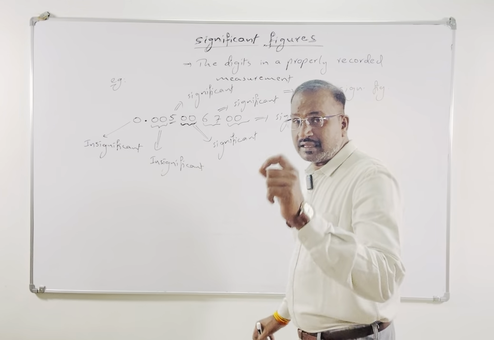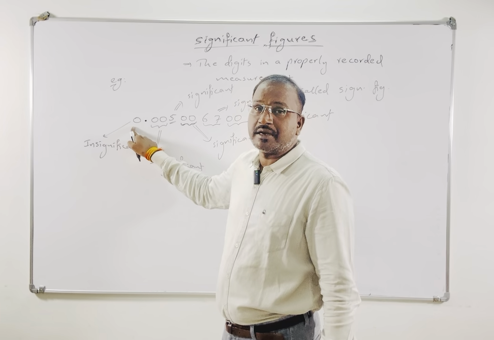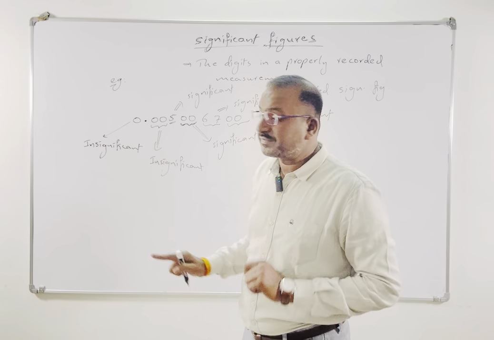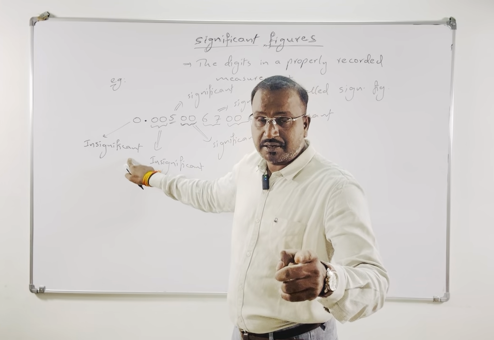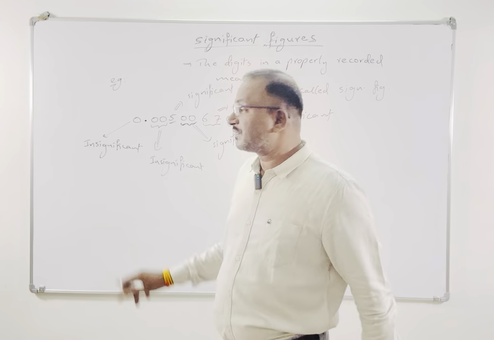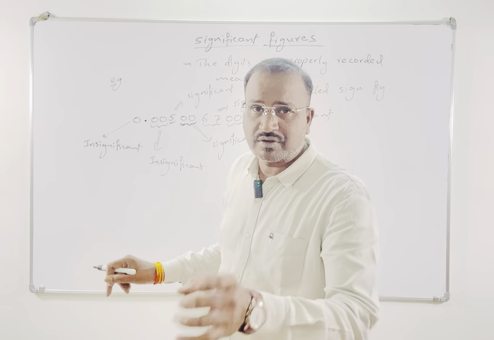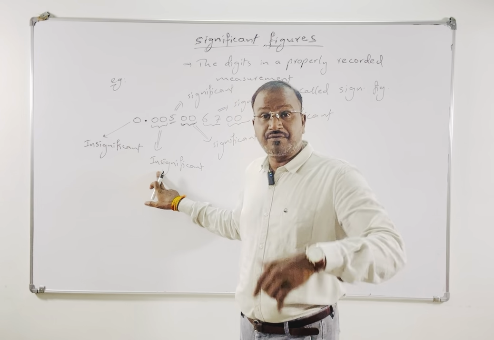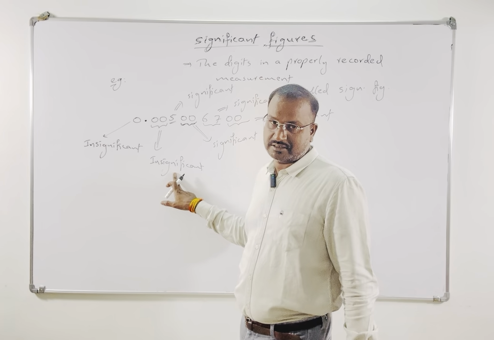Once again, I am saying, before the decimal point, if non-zeros like 1, 2, 3, 4, 5, 6, 7 up to 9 are present, they are significant. If zeros are there, insignificant. Before the decimal point, if non-zeros are there, significant; if zeros are there, insignificant. After the decimal point, if non-zeros are there, means 1, 2, 3, 4, significant; if zeros are there, insignificant.